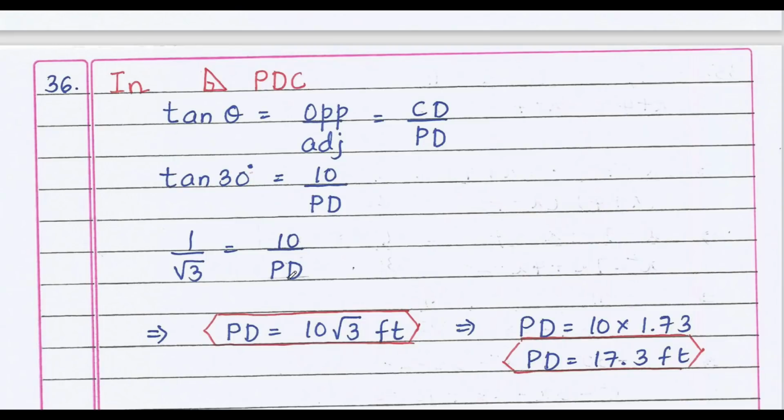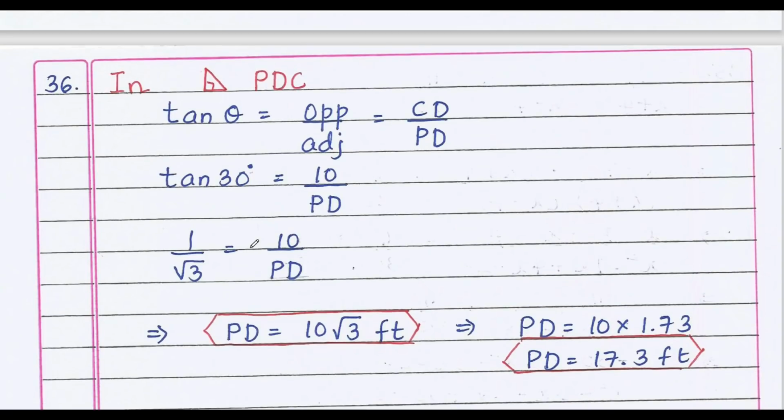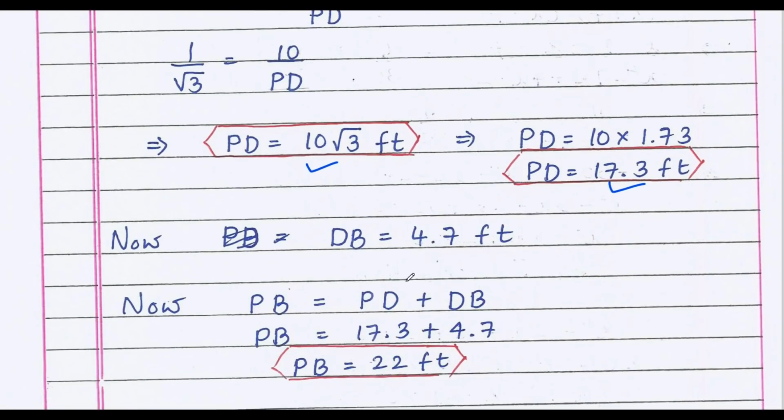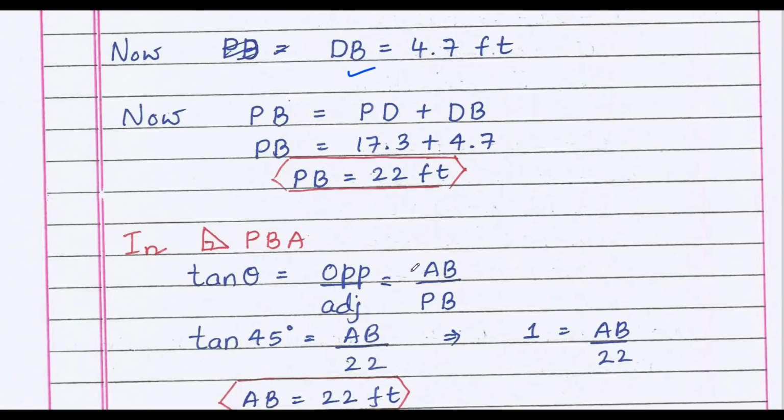Question number 36. Question from applications of trigonometry. In the triangle, students, we need to find out the length of PD plus BD, so that we'll get the length of PB. So to get the length of PB, we should find out PD. So in triangle PDC, find out the length PD, that is 7.3. Now DB is 4.7 feet, because they have given 9.4 feet. Divided by 2 we get 4.7 feet. Now PB equals PD plus DB, that is 22 feet.